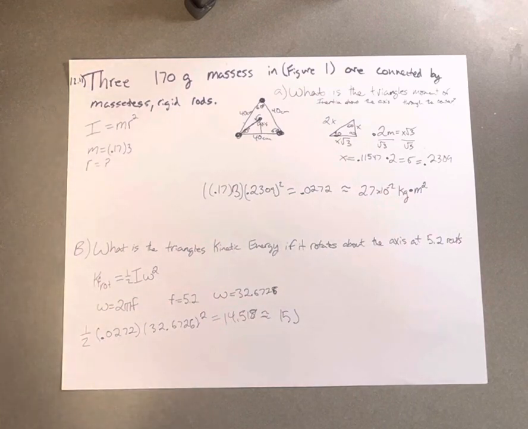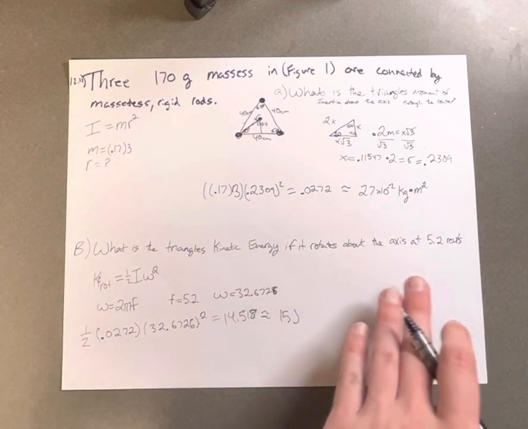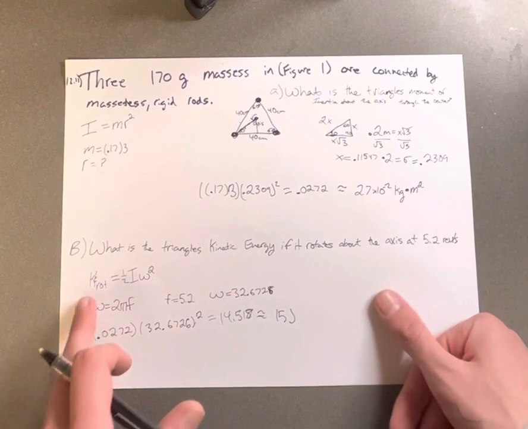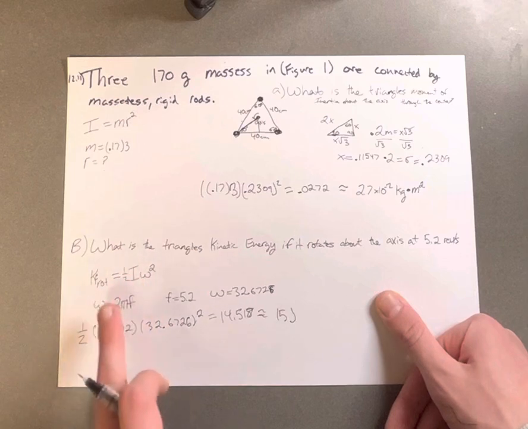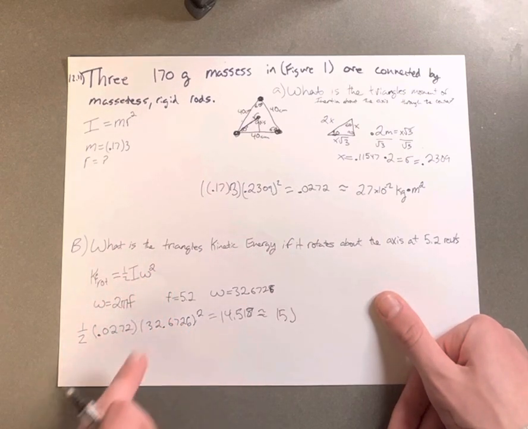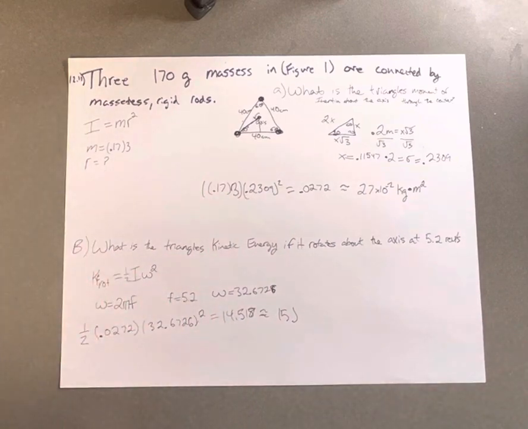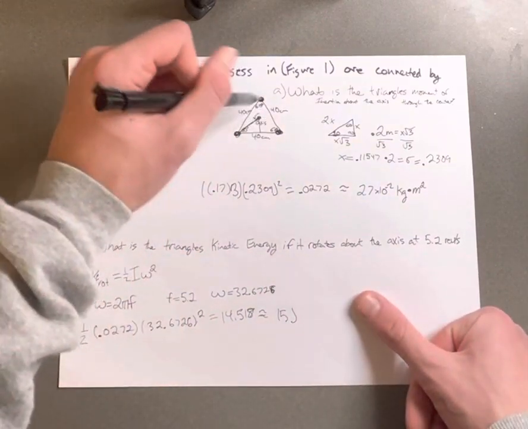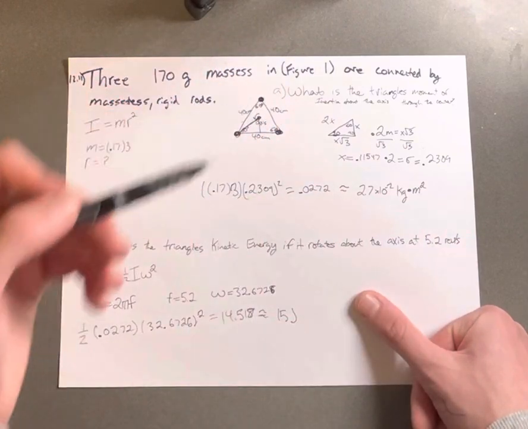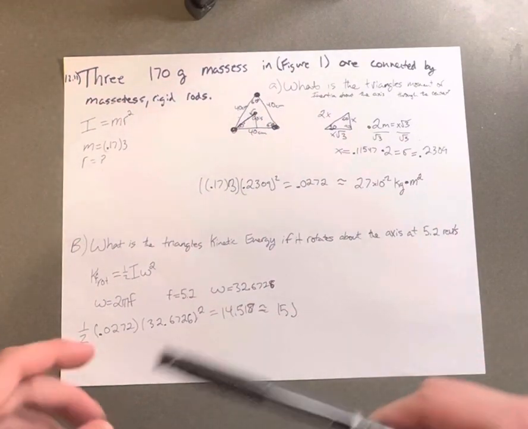Pretty simple. For B, what is the triangle's kinetic energy if it rotates about the axis at 5.2 revolutions per second? So the equation for kinetic energy is equal to 1/2 inertia times omega squared, the angular velocity. So how fast is it going around this center? And we know that's 5.2 revolutions per second.